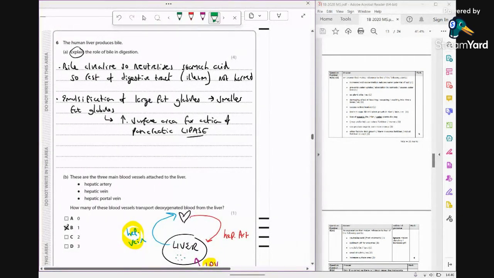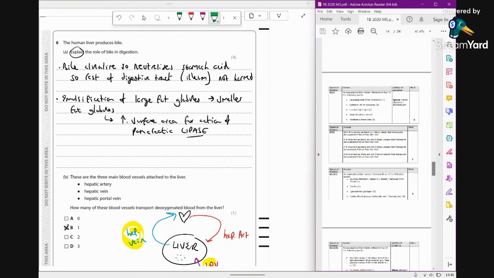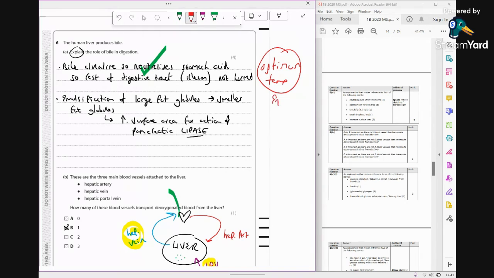Right, liver. Neutralize stomach acid. Good. Key word there, neutralizing. You need to have it. Optimum pH for enzymes. Oh, didn't put that. That's a good point. To allow the optimum temperature for enzymes. So your lipases and proteases and things. Yes, that's a good point.